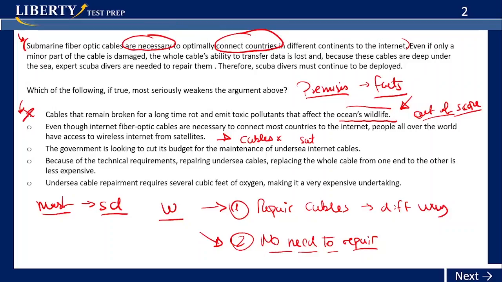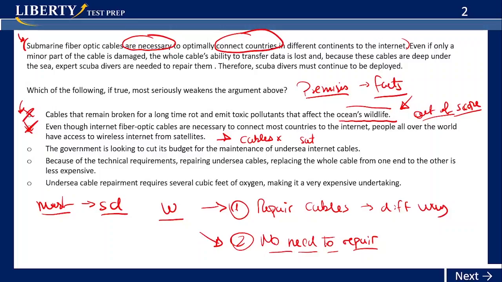We cannot say, no, they're not necessary, there is another way in which we can do this, we have the satellites, that should be good enough. No. Why? Because they already told us these cables are necessary for countries in different continents to be connected. So letter B is not good enough. Our assumption here goes against the premise, because we'd be saying cables are not necessary and satellites should do good enough. And that's not the case, because the first sentence goes against it. Cables are necessary. There is no question about it.